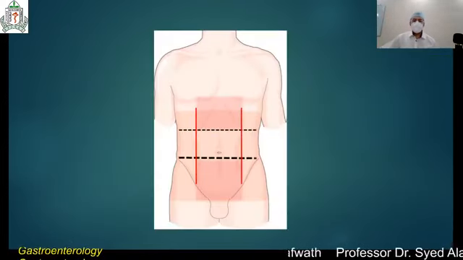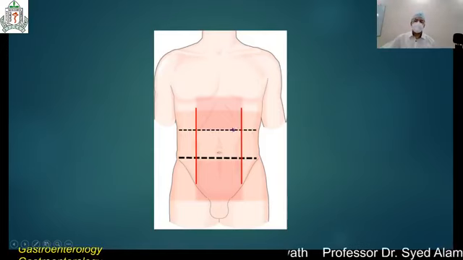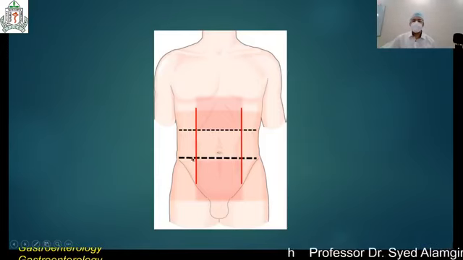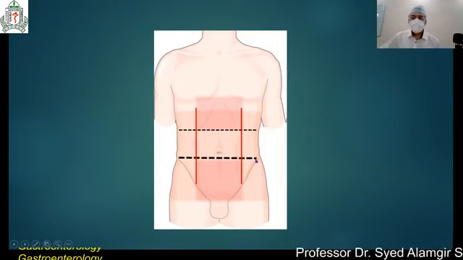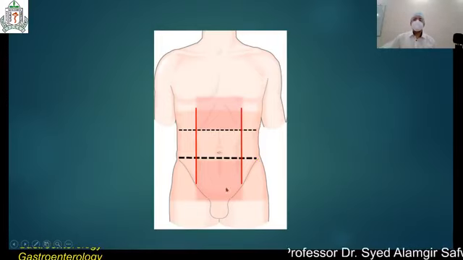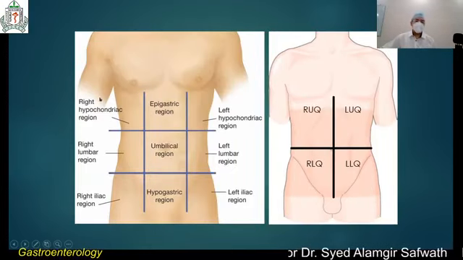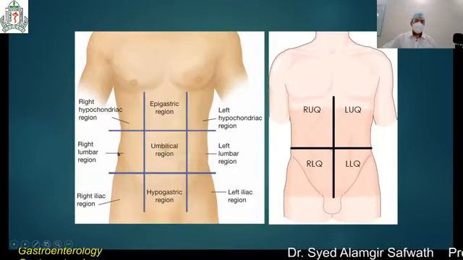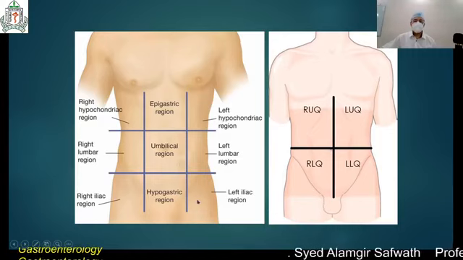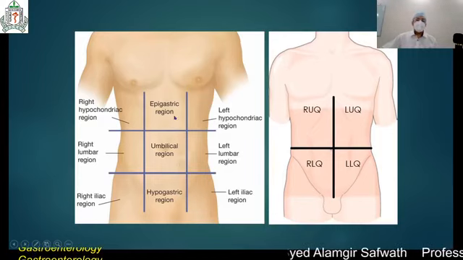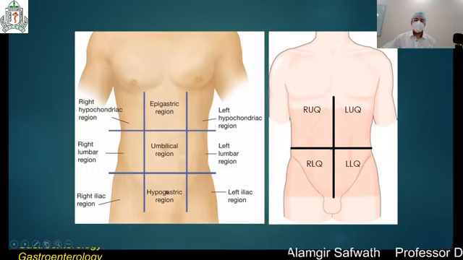Normally, with the midclavicular line, the subcostal plane and the transtubercular line, the abdomen is divided into nine segments. They are the right and left hypochondrium, right and left lumbar region, right and left iliac fossa, epigastric region, umbilical region and hypogastric region. So these are the nine segments.